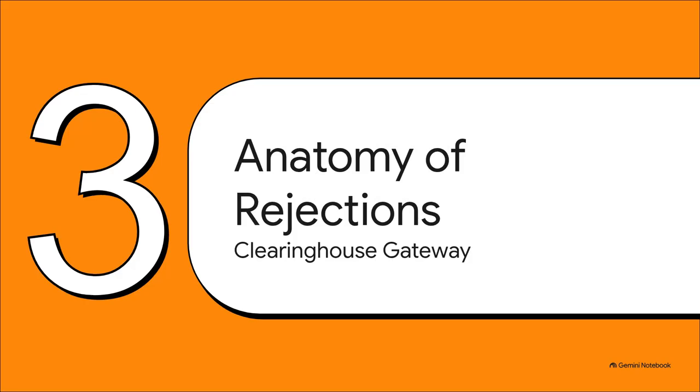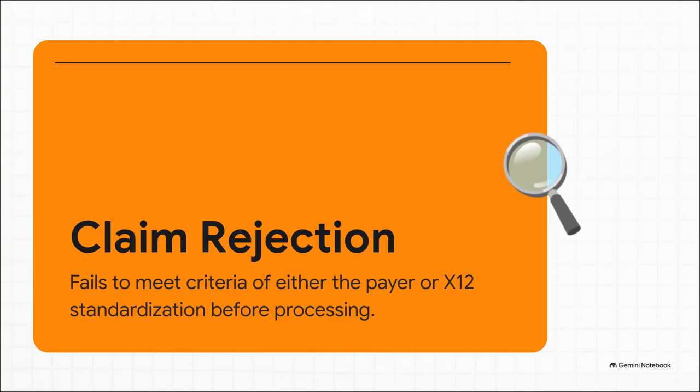All right, Section 3, Anatomy of Claim Rejections, the Clearinghouse Gateway. The crucial point here is understanding what actually happens when a claim hits its very first digital wall. Now, this is absolutely vital to grasp. A rejection never, ever enters the payer's inner sanctum as an adjudicated record. It literally gets stopped at the gate, either by your EDI clearinghouse or the payer's very first line of defense.